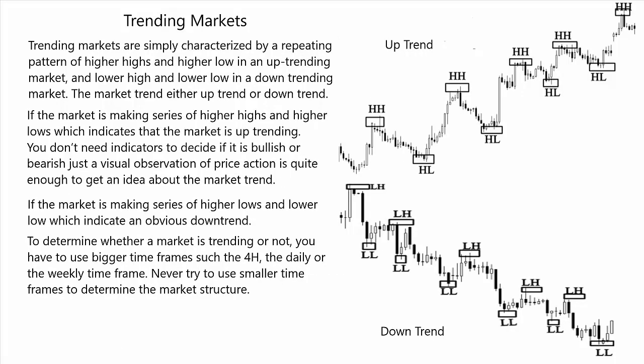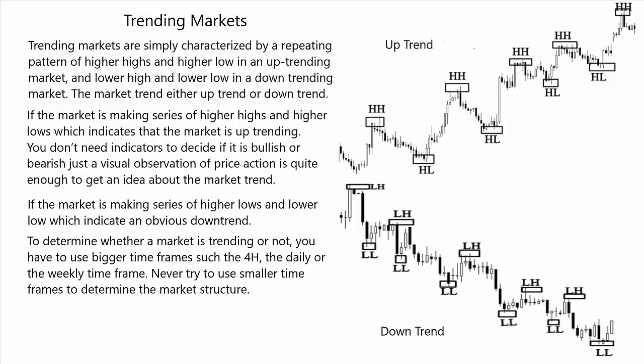Trending markets are simply characterized by a repeating pattern of higher highs and higher lows in an uptrending market, and lower highs and lower lows in a downtrending market. The market trend is either uptrend or downtrend. If the market is making a series of higher highs and higher lows, that indicates the market is uptrending. You don't need indicators to decide if it is bullish or bearish, just a visual observation of price action is quite enough to get an idea about the market trend.